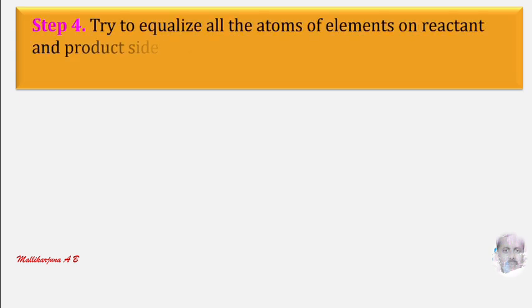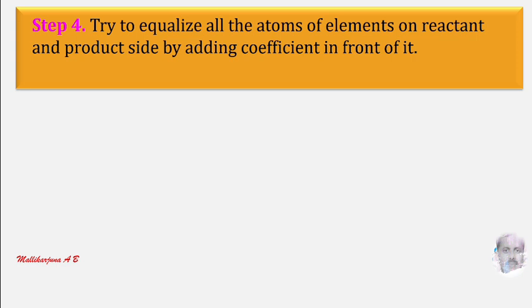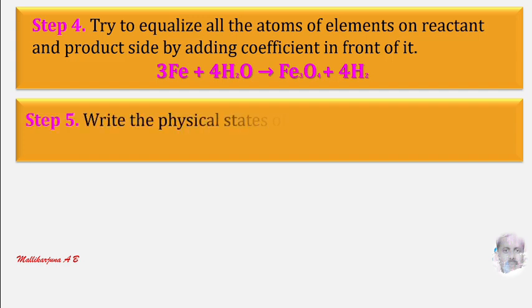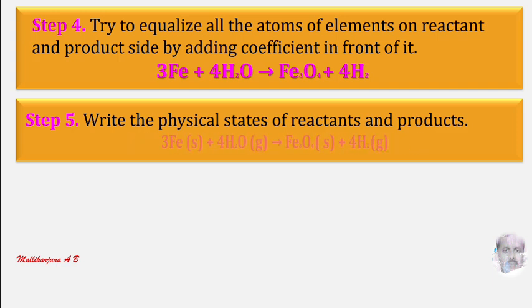Step 4. Try to equalize the atoms of all elements on the reactant and product side by adding a coefficient in front of it. 3Fe plus 4H2O gives rise to Fe3O4 plus 4H2. Step 5. Write the physical states of reactants and products. 3Fe solid plus 4H2O gaseous gives Fe3O4 solid plus 4H2 gas.